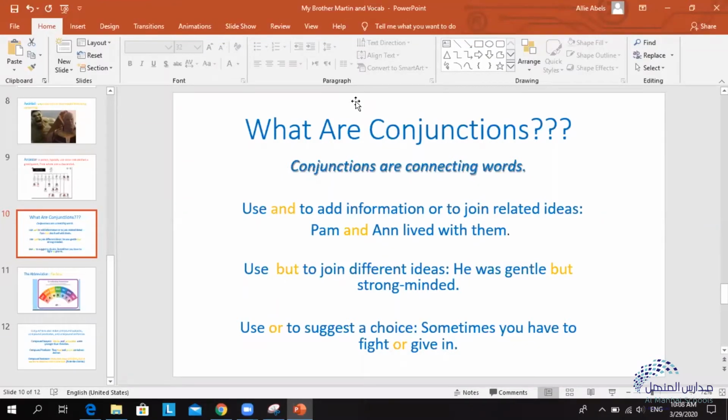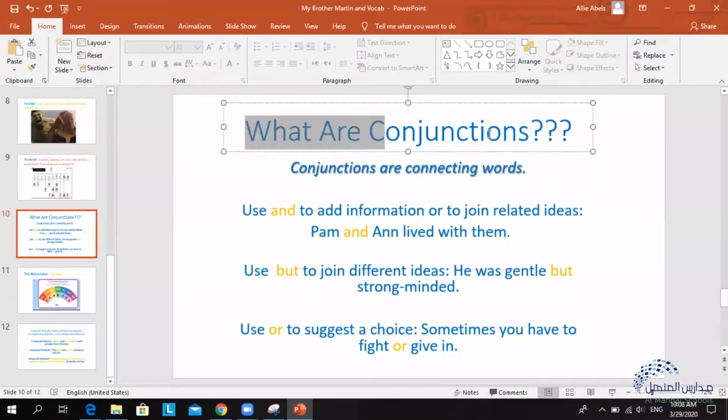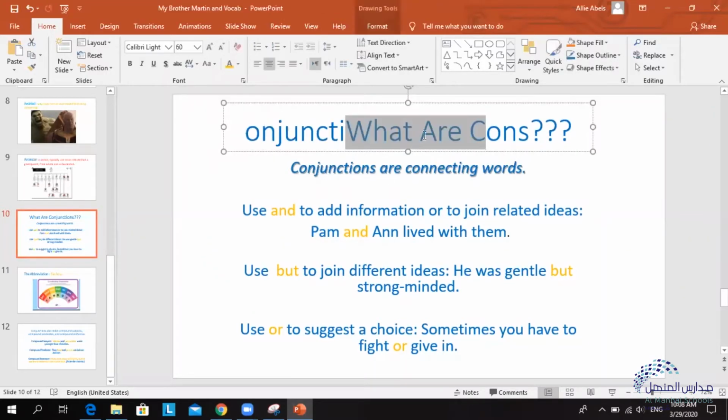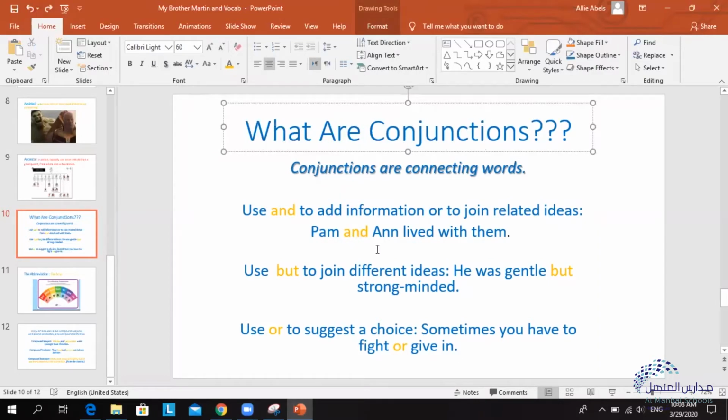Today we will be discussing what conjunctions are. Conjunctions are words that connect phrases and connect other words together. Conjunctions are connecting words. They connect words, phrases and ideas together.